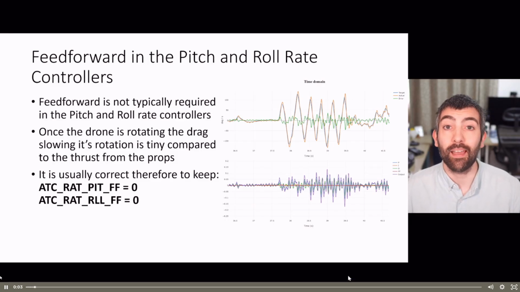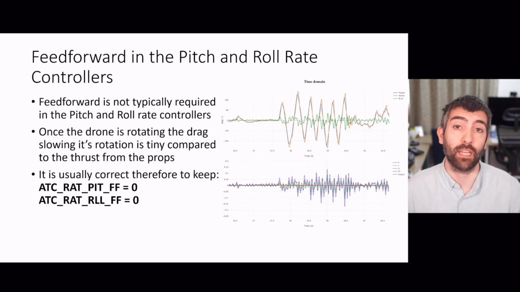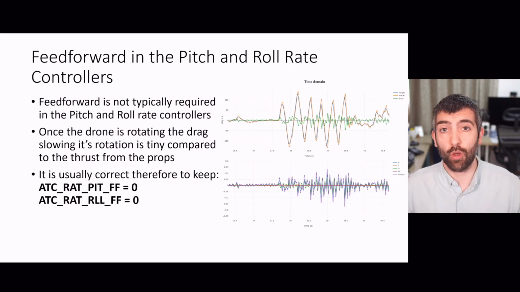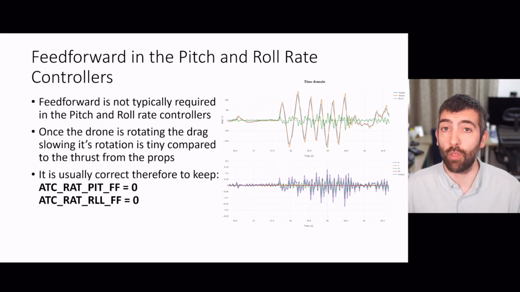Now that the P, I, and D terms have been correctly tuned, we can start to look at the feed forward terms, starting with the feed forward term in the pitch and roll rate controller. In general, feed forward is not typically required in the pitch and roll rate controllers. Once the drone starts to rotate in a particular direction, conservation of momentum takes over, and the drag slowing the rotation of the drone is very, very small compared to the thrust from the props. This means that the feed forward effect isn't really desirable.